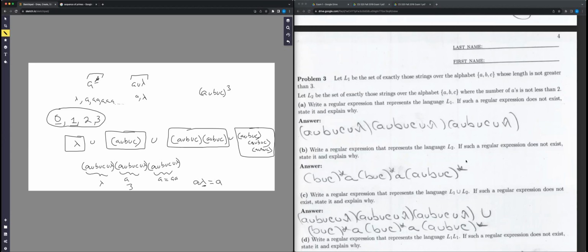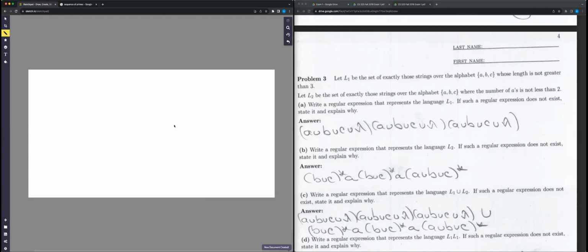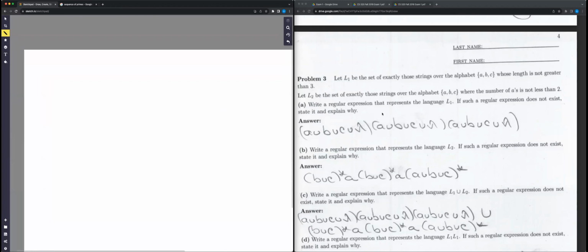Let's move on to part B. So in part B, it says, write L2. So L2 says exactly those strings over the alphabet ABC, where the number of A's is not less than 2. Right, so not less than 2 means 2 or more.